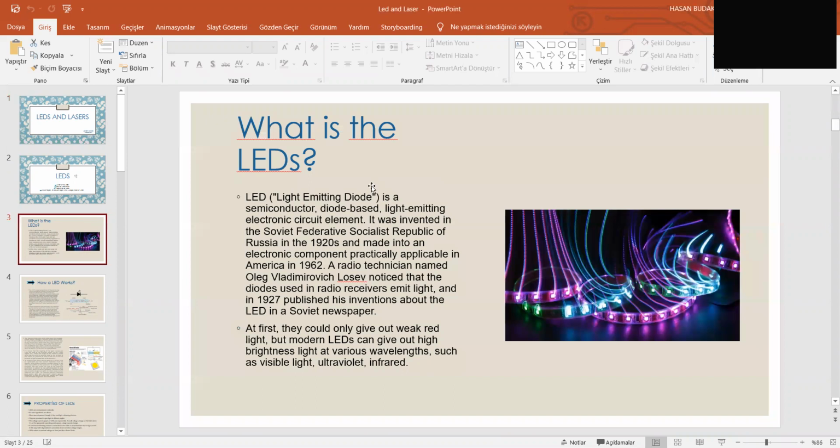What is the LED? LED, light emitting diode, is a semiconductor diode-based light emitting electronic circuit element. It was invented in the Soviet Union in the 1920s and made into a practically applicable electronic component in America in 1962.